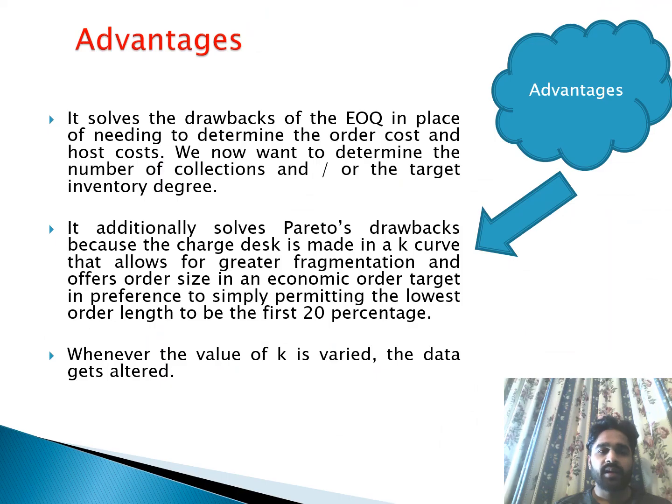Last but not least, advantages. It solves the drawback of the EOQ: in place of needing to determine the order cost and holding cost, we now want to determine the number of orders and the target inventory level. It additionally solves Pareto's drawback. The K-curve allows for greater fragmentation and the offer order size in an economic order target, in addition to simply permitting the lowest order length to be the first 20%. Whenever the value of K is varied, the data get altered.